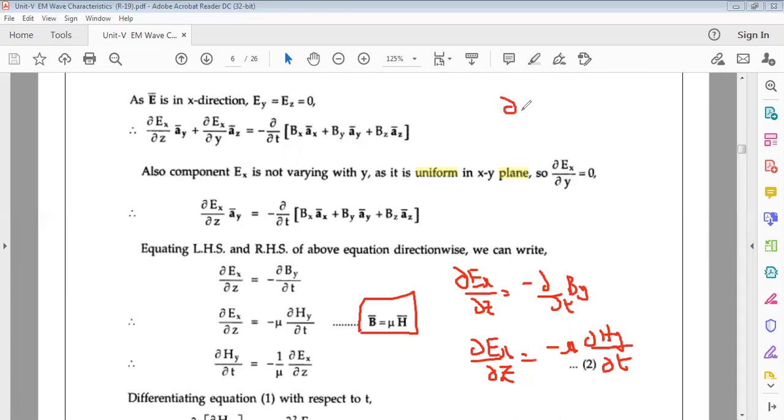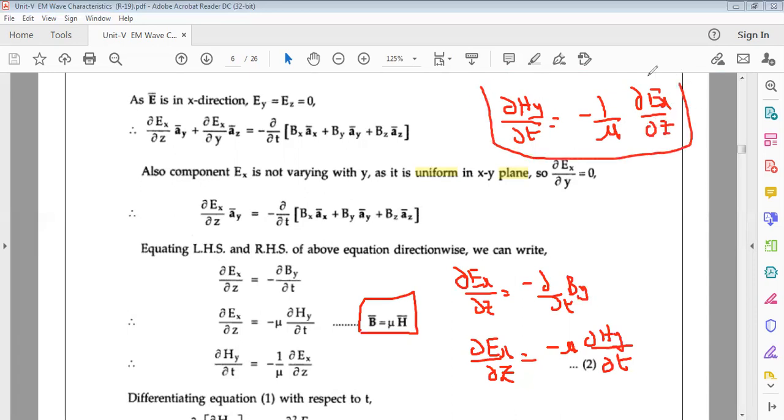And now rewrite this function as dou Hy by dou t is equal to minus 1 by mu into dou Ex by dou z. It's the second equation. Understood? By Faraday's law, we derive the function, and by using the modified Ampere's circuital law, we derive the equation. We got one: dou Hy by dou t is equal to minus 1 by mu into dou Ex by dou z. Got it, my dear friends?